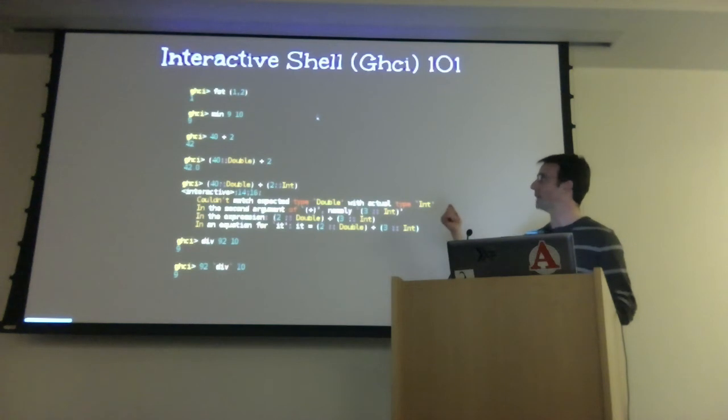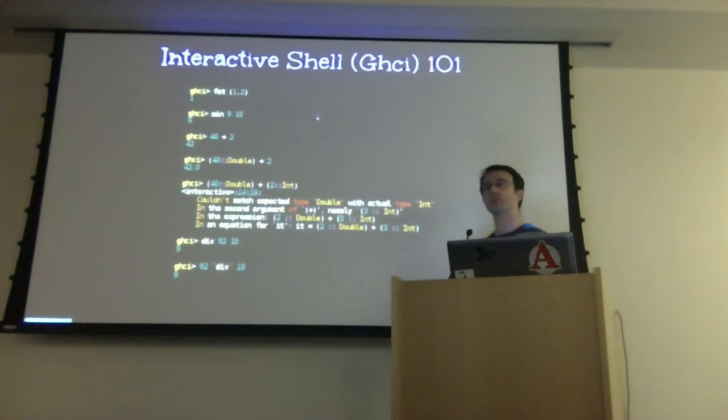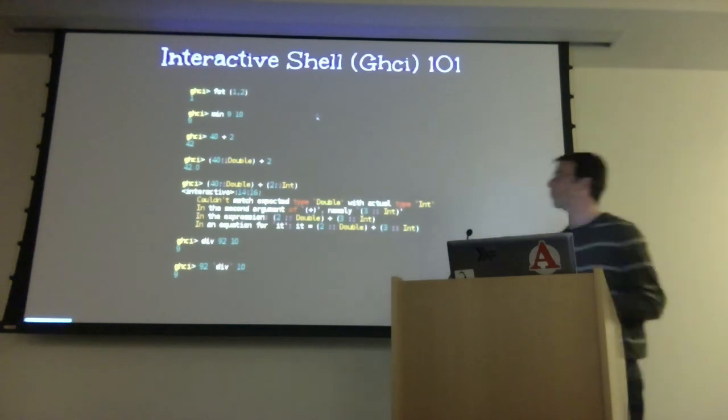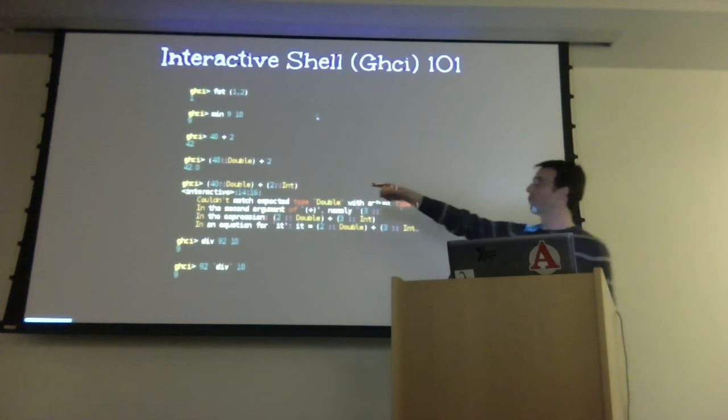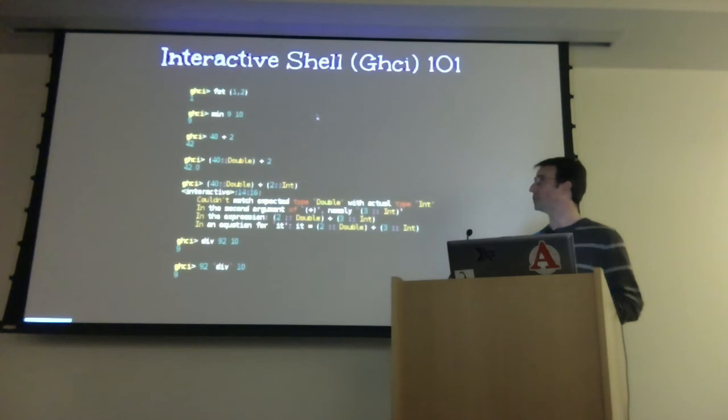Again, I did 40 plus 2 because I wanted to show that numbers can act like either a floating point number or an integer. If you specify the type of 40, then with the additional term, you'll get a floating point value, 37 at the end. However, we are not using JavaScript, so you cannot add a double and an integer, right?